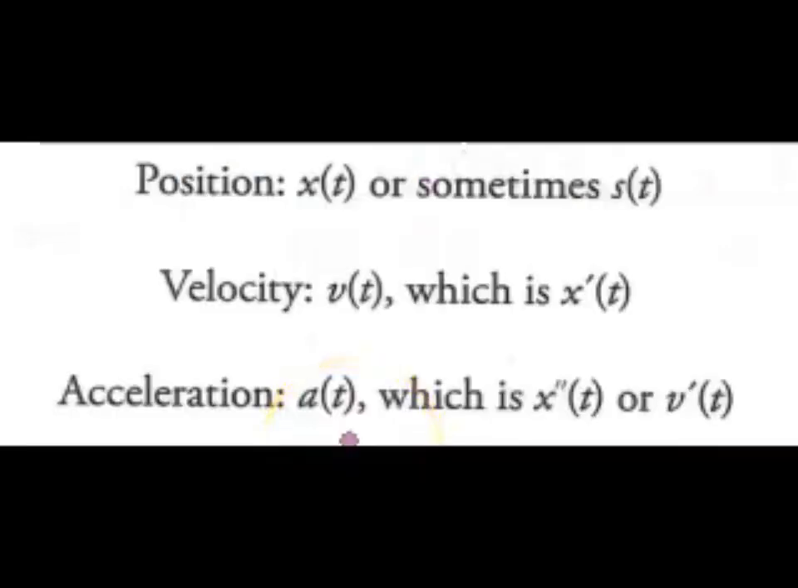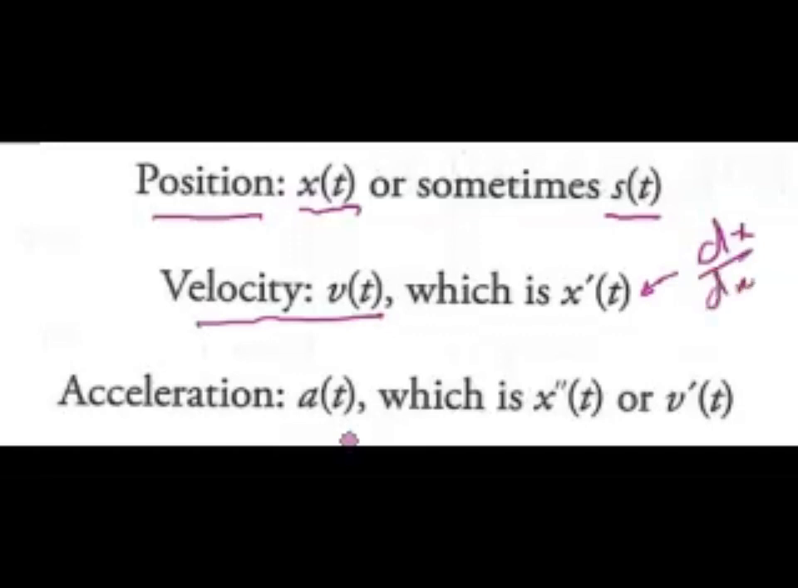For the formulas, we define the position with respect to time as a function of time, x of t. Many times s of t is also used for displacement. Now, what will be the velocity? Velocity is x dash of t, the first derivative of position with respect to time, or dx by dt. That gives you the velocity.